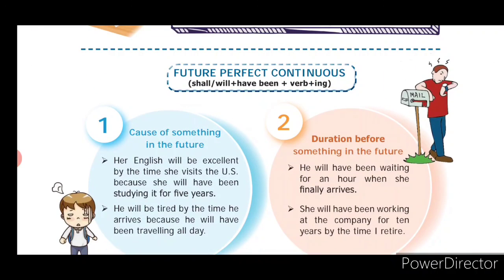Finally, future perfect continuous tense. The structure of future perfect continuous tense is subject plus shall or will plus have been plus verb plus ing. Used to know the cause of something in the future, that is the result of something in the future. See here, her English will be excellent by the time she visits the US because she will have been studying it for 5 years.